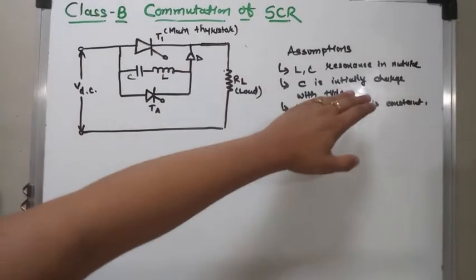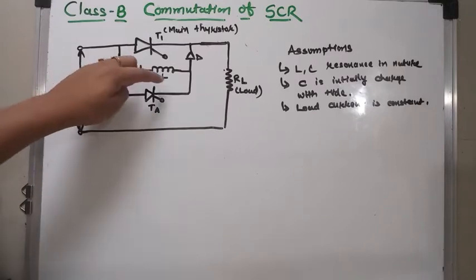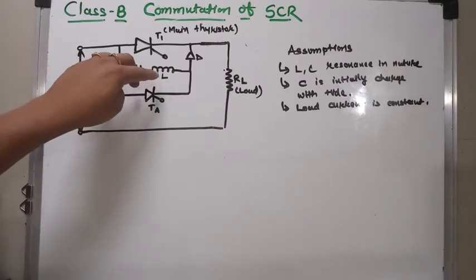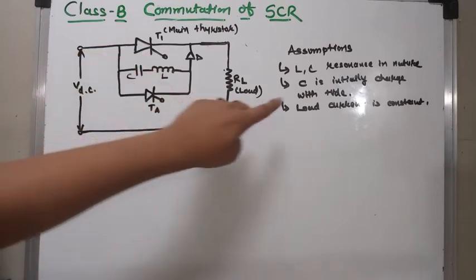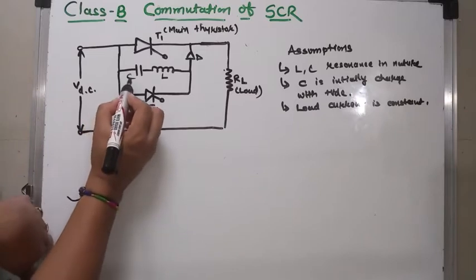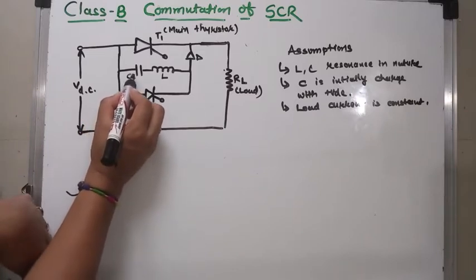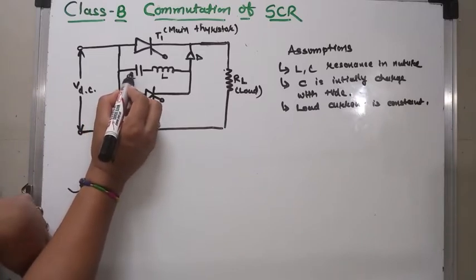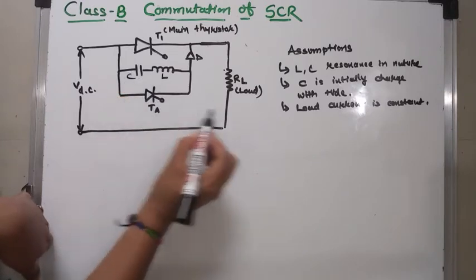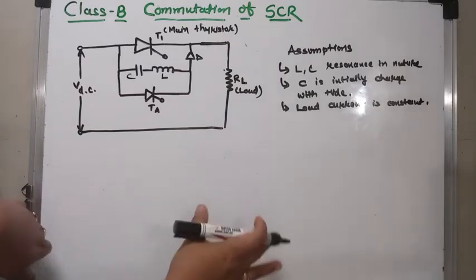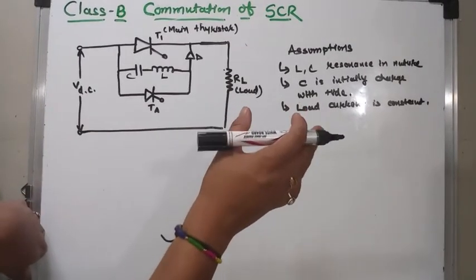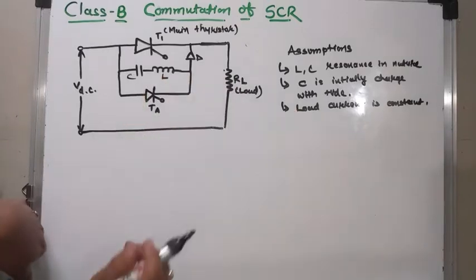L and C form the resonance, meaning the inductor L and capacitor C are connected in series and are resonant in nature. Then C is initially charged with VDC, meaning the capacitor is initially charged with the left hand side positive with respect to the right hand side. And also the load current is constant. These are the assumptions made before we start to learn about the circuit.